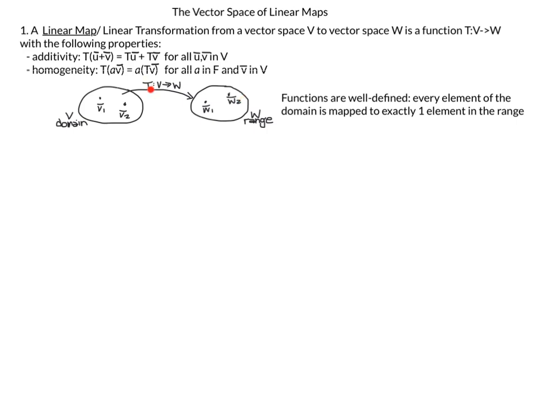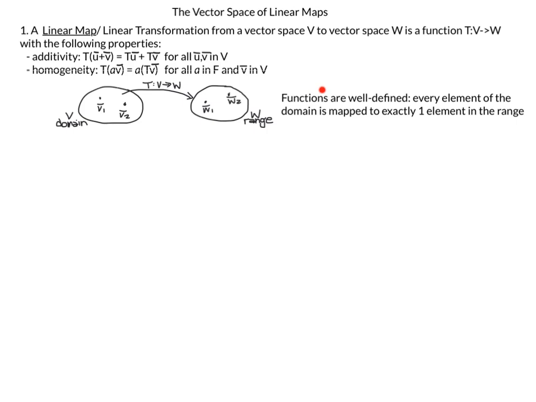And now we have our transformation T. So it'll pair up V1 with some vector in W, and it'll pair up V2 with some vector in W. So basically it pairs up everything in the domain with exactly one thing in W. And what we want to remember is functions are well defined. Every element of the domain is mapped to exactly one element in the range.